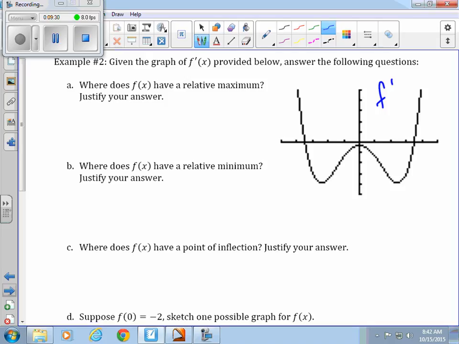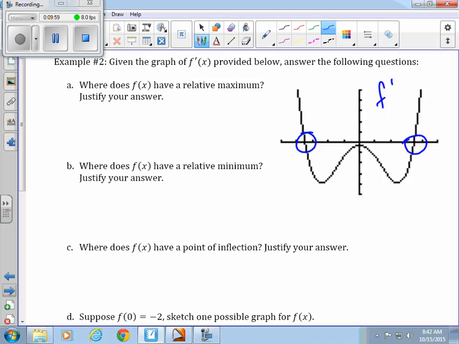One of the biggest mistakes people make on AP problems is using a graph as the wrong information. So this is f prime. If I am looking for relative maxes and mins on the original function, where on f prime do I look? To zeros. Does everyone agree? Zeros are where I will have maxes and mins.